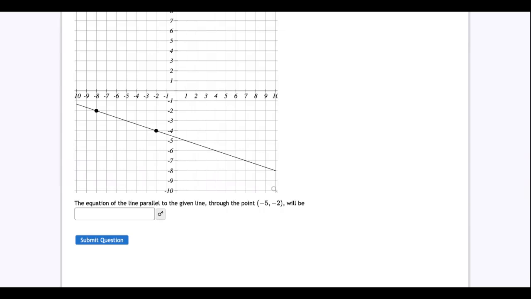Now we know the slope is -1/3, and we have a point, the given point -5, -2. So we'll apply the slope point formula. y minus -2 equals -1/3, because they're parallel, the slope has to be the same, times x minus -5. Then we simplify a little bit. Minus -2 becomes +2. -1/3 times x minus -5 becomes x plus 5. And you can leave it like this, or you can simplify it to slope-intercept form.